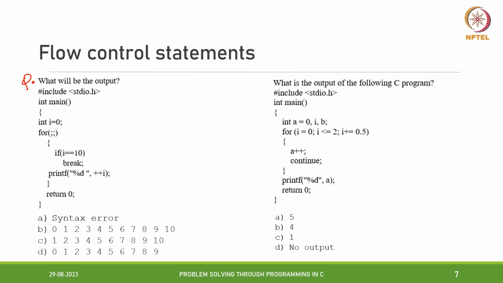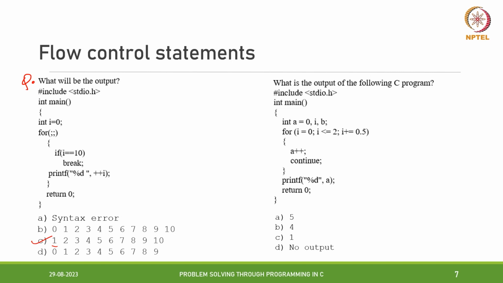Option C. Yes, option C is the correct answer, because you can see that there is no syntax error here. So syntax error is definitely not the answer. And i is initially 0, and this condition is not satisfied. 0 is equal to 10 is false, so the break statement is not executed. So when you're printing it, you're printing ++i. That means i has been incremented to 1, and then you printed it. So there is only one option which matches. You can see already that option C will be the answer.